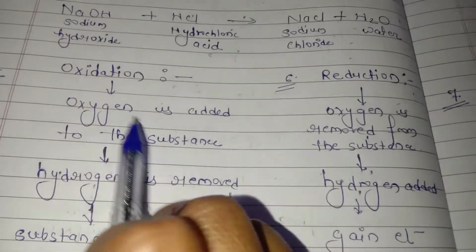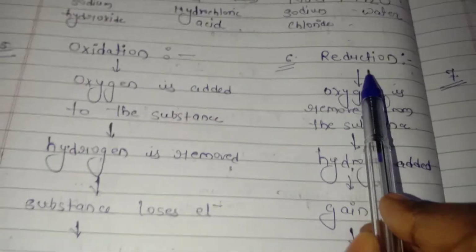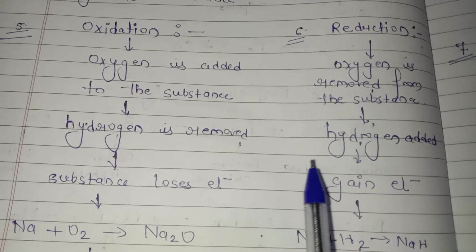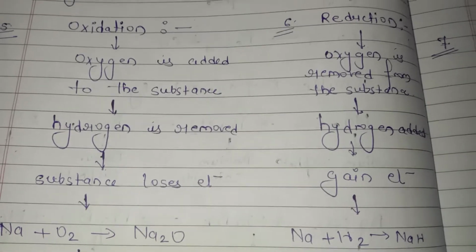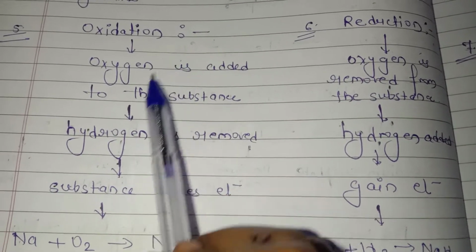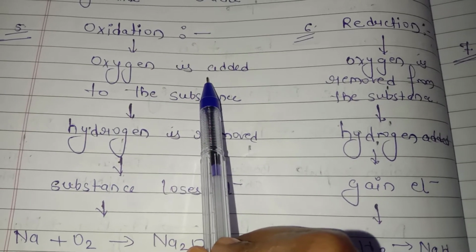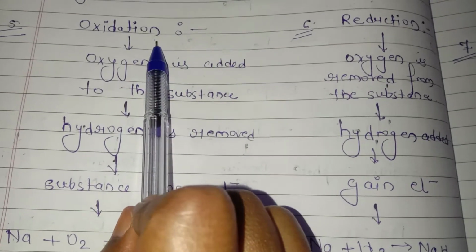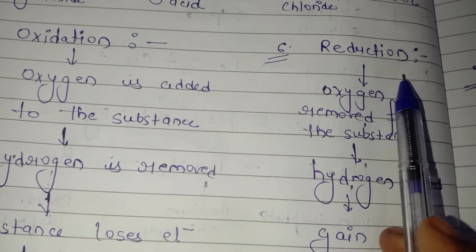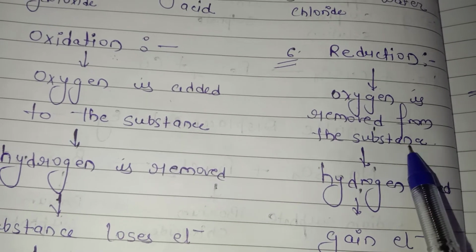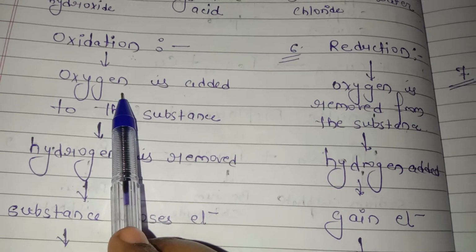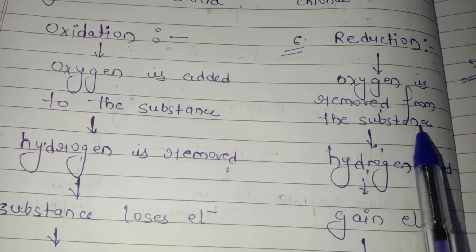Now see another type, oxidation reaction and reduction reaction. These oxidation and reduction reactions are related to each other. Now see what happens in oxidation and reduction reactions. In oxidation reaction, oxygen is added. That's why its name is oxidation. In reduction reaction, oxygen is removed from the substance, so its name is reduction. Oxidation means oxygen is added, reduction means oxygen is removed.